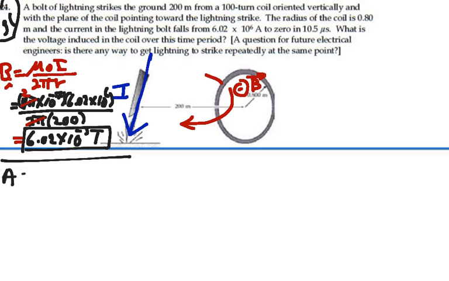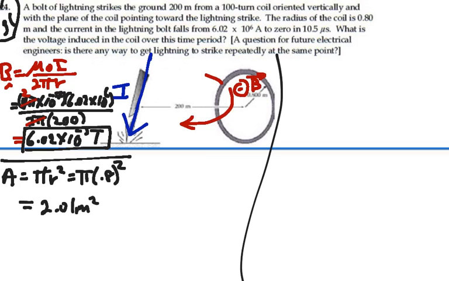The area of that loop is going to be pi r squared. That's pi times 0.8 meters squared. And that's going to be equal to 2.01 square meters.